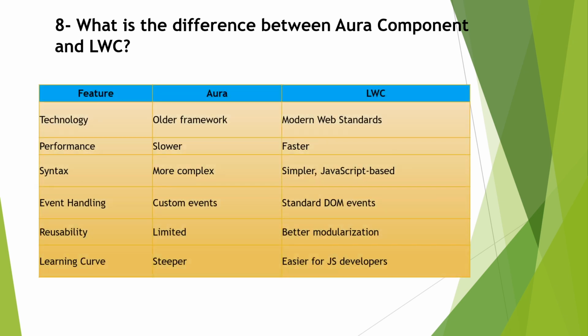Yeah, so feature wise, if we look at the technology, Aura is the older framework and LWC is the modern web standard. Performance wise, Aura is slower and LWC is faster. In syntax, Aura is more complex, while LWC is simpler and JavaScript based. For event handling, Aura uses a custom event handler, but LWC uses the standard DOM event handler. And reusability wise, Aura is limited, but LWC can be reused multiple times.